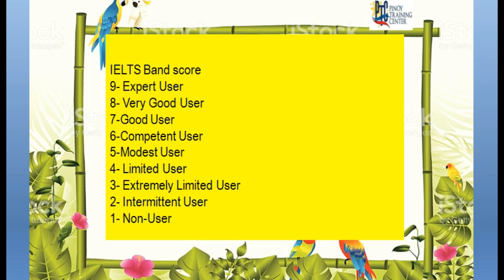Here are the IELTS band scores. For 9, you are an expert user. For 8, you are a very good user. For 7, you are a good user. For 6, you are a competent user. For 5, you are a modest user. For 4, you are a limited user. For 3, you are an extremely limited user. For 2, you are an intermittent user, and for 1, you are a non-user.